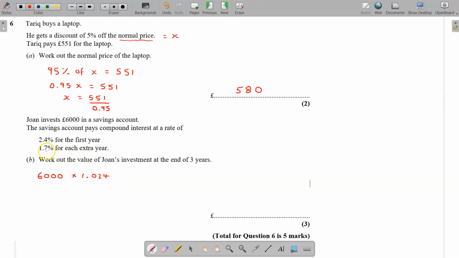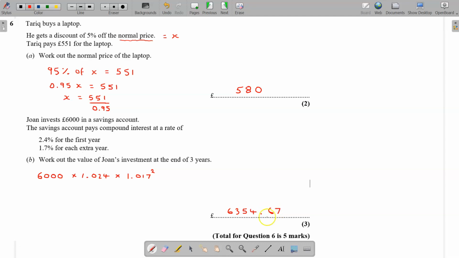And then for the next 2 years, you add 1.7% each year. So to increase something by 1.7%, you multiply it by 1.017. But because we're going to do that after the next year as well, we can just square that. That calculation will give us the amount at the end of 3 years. Round it to the nearest penny if you need to, and in this case we get £6,354.67.